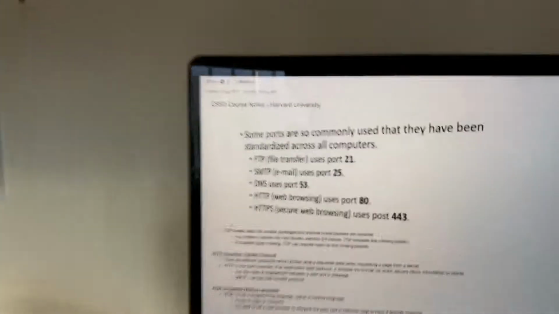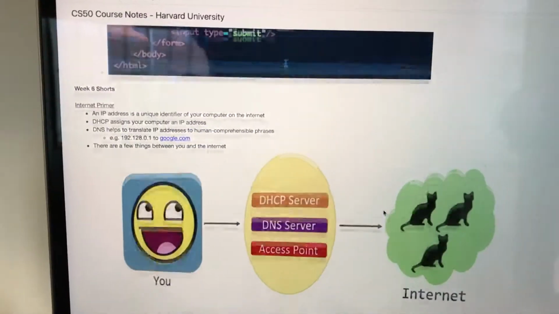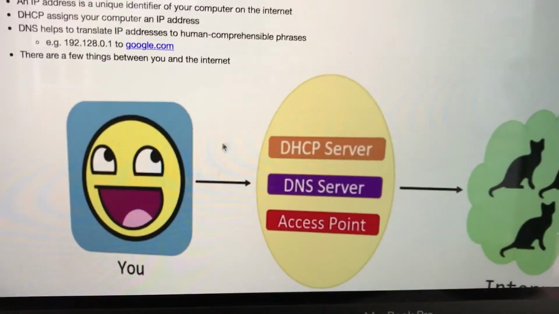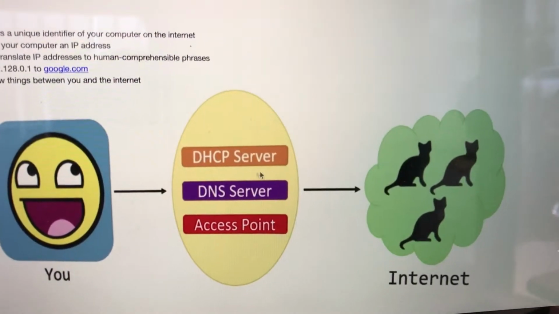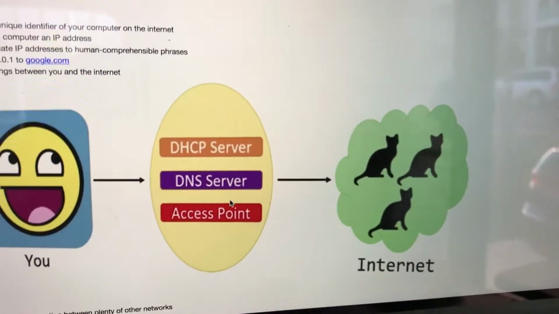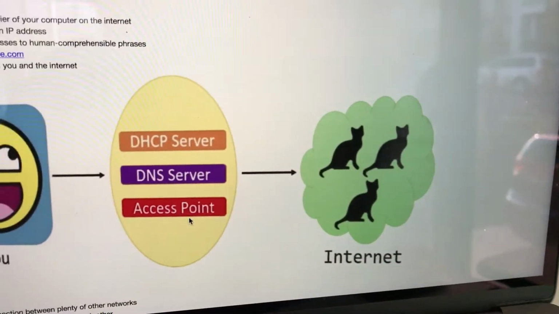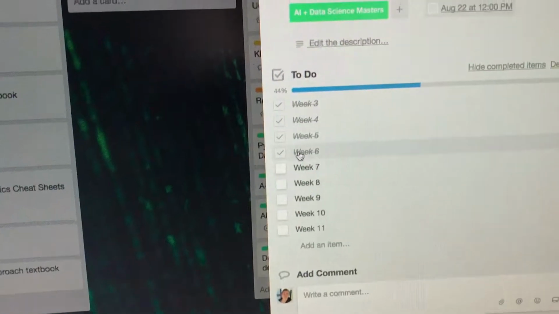So, got some notes here in Evernote, got some port numbers, just a few bits. I like this picture actually. This is what connects you to the internet. You go through a DHCP server, a DNS server, which converts IP addresses to things like google.com, and an access point, which is like your router to the internet, which is of course full of cats. So we'll tick off week 6.